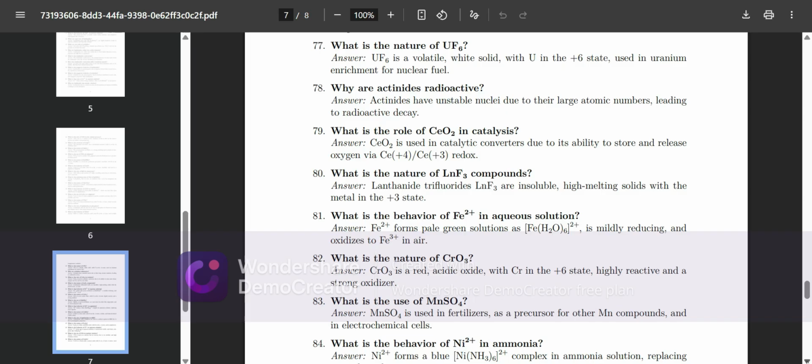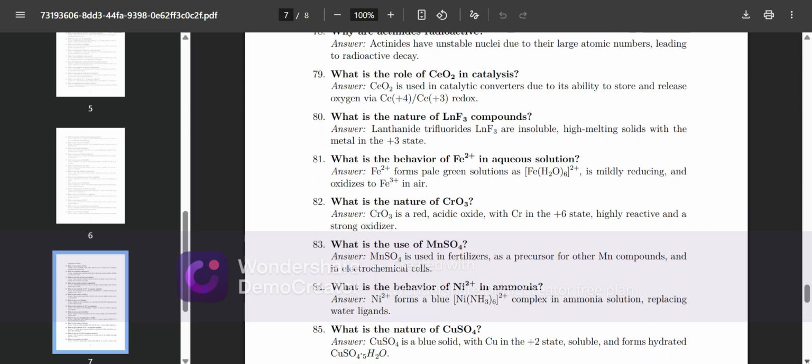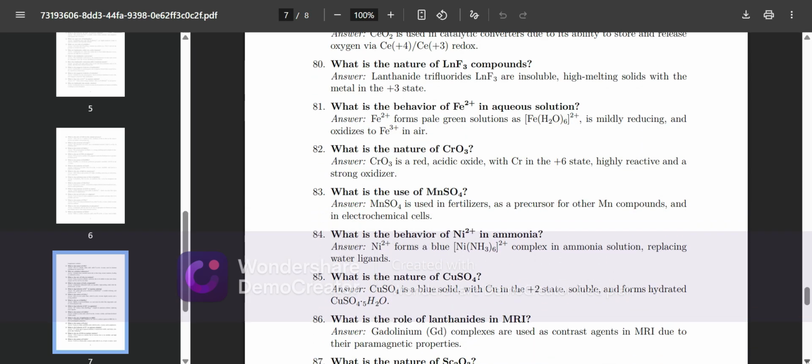What is the role of CeO2 in catalysis? CeO2 is used in catalytic converters due to its ability to store and release oxygen via the Ce4+/Ce3+ redox couple. What is the nature of LnF3 compounds? Lanthanide trifluorides LnF3 are insoluble, high-melting solids with the metal in the +3 state.